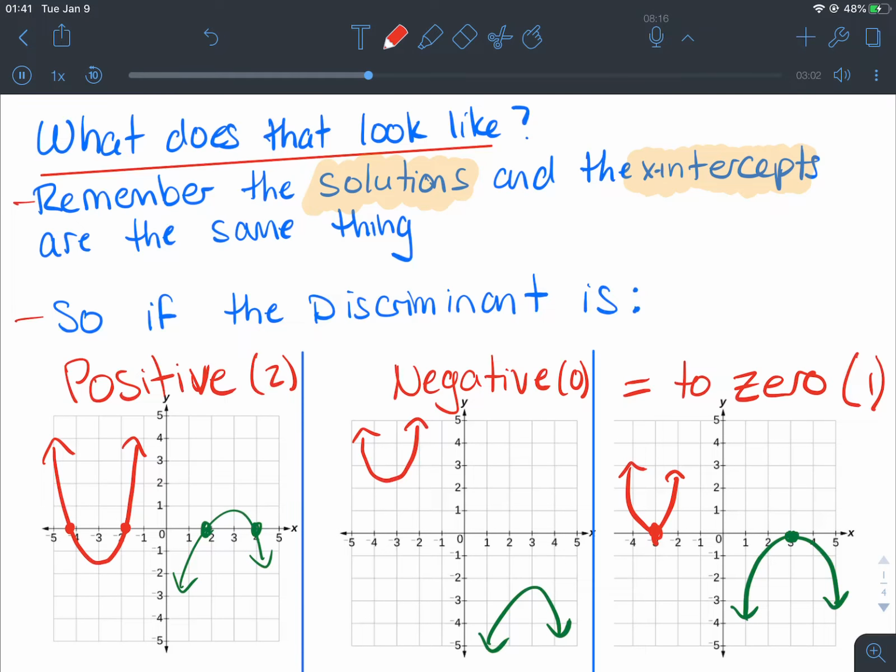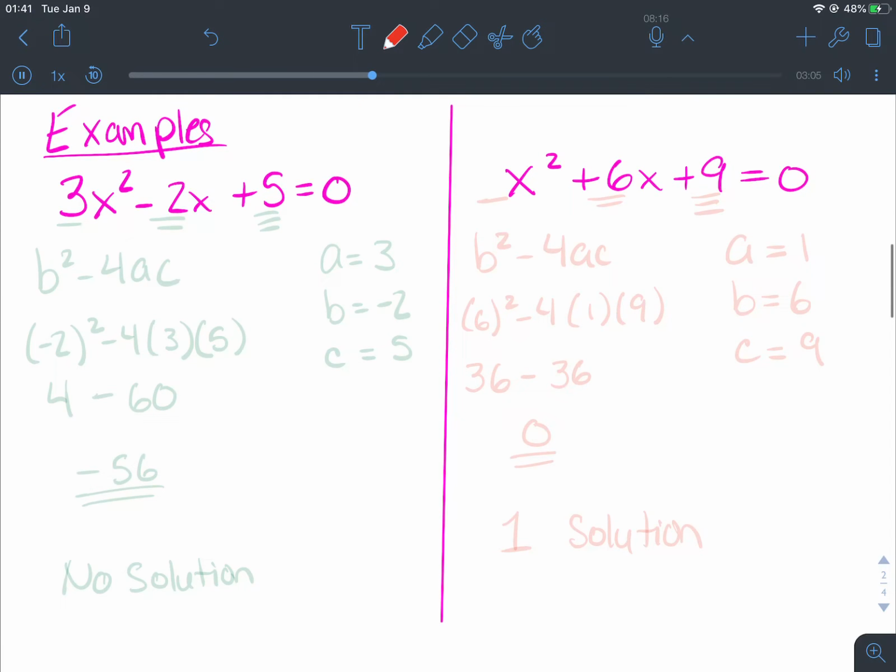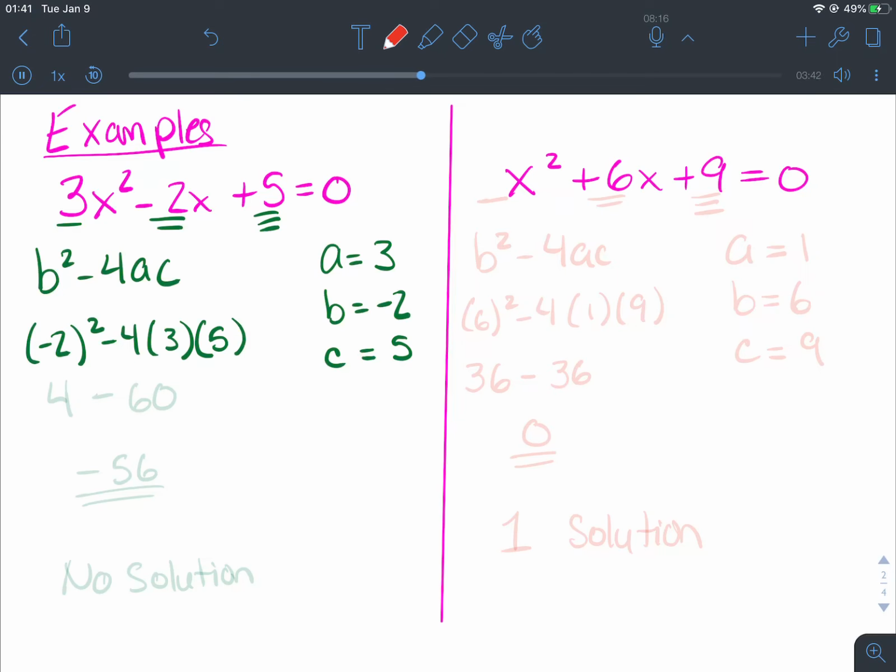So examples that we're going to be doing are these. Remember, the formula is b squared minus 4ac. So what is b, what is a, what is c? We know a is the number in front of x squared, so it's 3. We know b is the number in front of the x, so that's -2. And c is the number all by itself. So we simply plug it into that formula, and we get -2 squared minus 4 times a, which is 3, times c, which is 5.